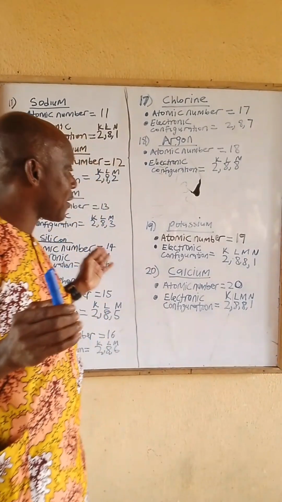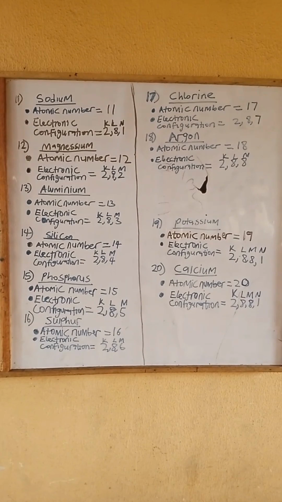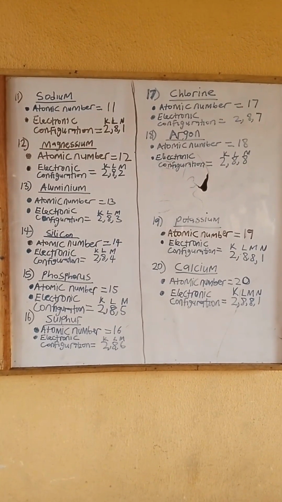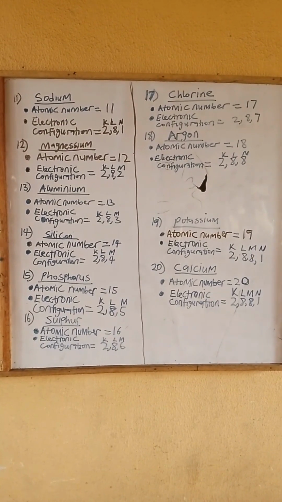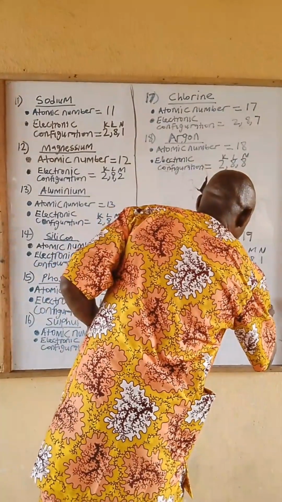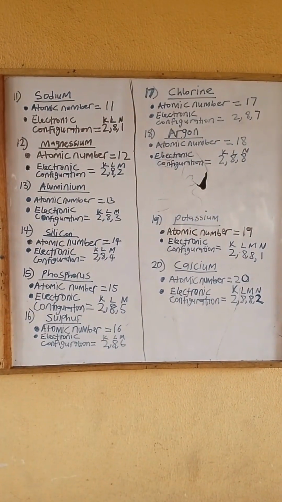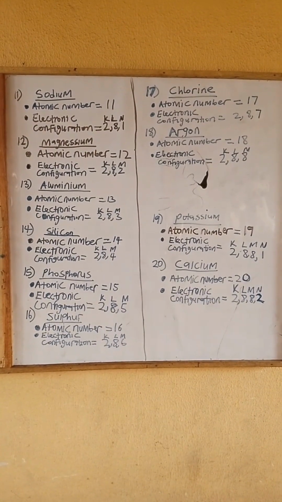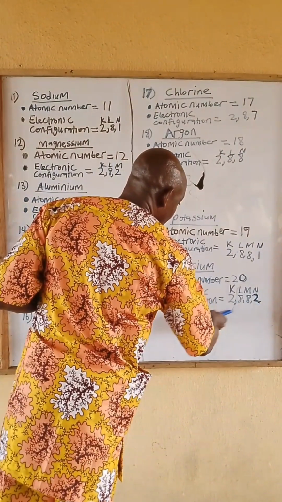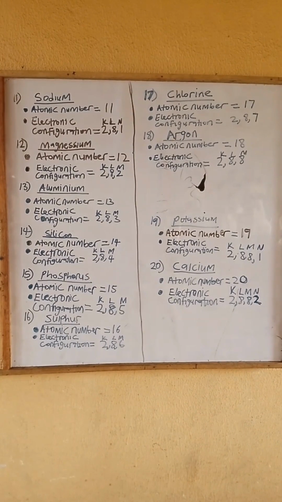It can also be asked in another example: the two elements that occupy the four shells. The four shells are occupied by both potassium and calcium. Potassium is 2, 8, 8, 1 and calcium is 2, 8, 8, 2. And like I said, if you add all the configuration and it's not equal to the atomic number, then something is wrong somewhere.